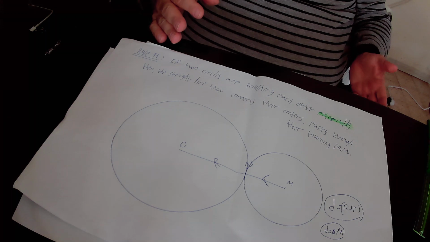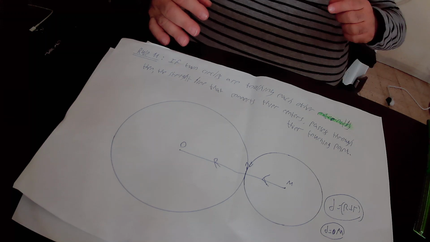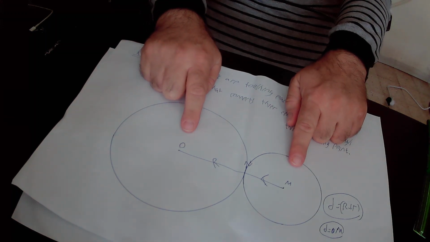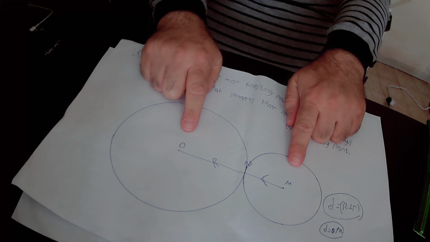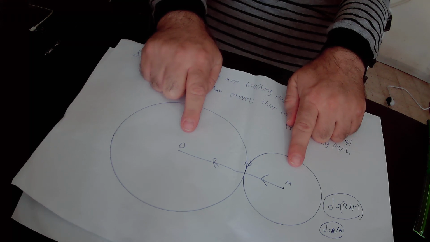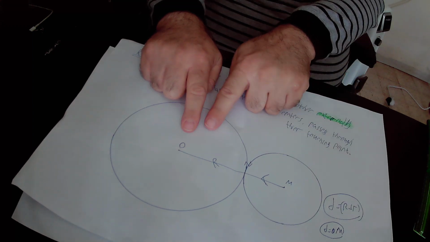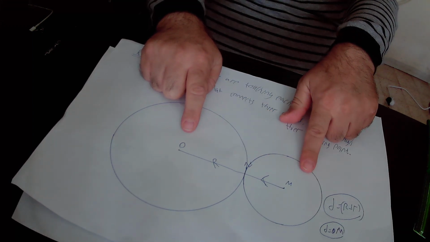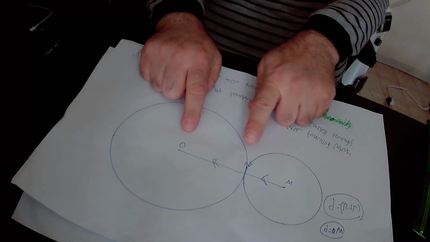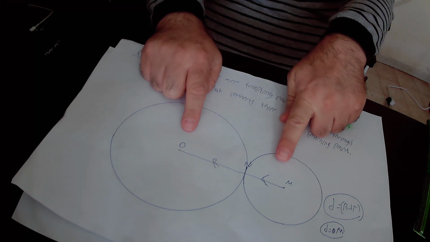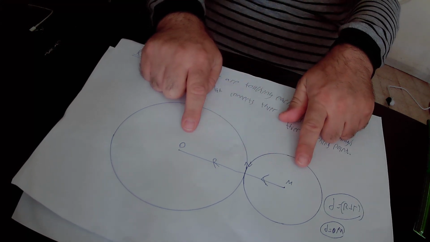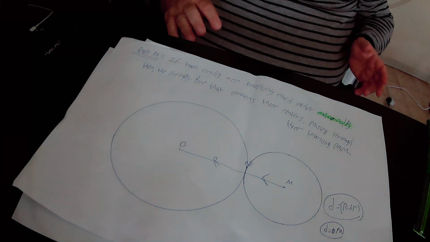And what is the distance between the centers of the two circles? The distance is, of course, OM. From the drawing, it is very easy to see that the length of OM equals ON plus NM. ON is capital R, NM is small r. Therefore, OM equals capital R plus small r.